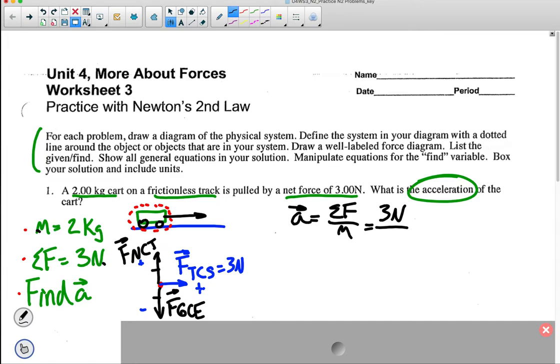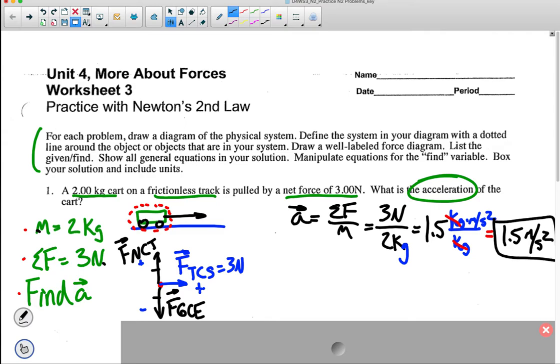The mass of the system is 2 kilograms, and 3 divided by 2 is 1.5, and a newton could be rewritten as a kilogram times meter per second squared, and that's over kilograms. Well, what cancels out there? Kilograms cancel out, leaving us with just meters per second squared. So our final answer is the acceleration is 1.5 meters per second squared. And that takes care of all parts of this problem.